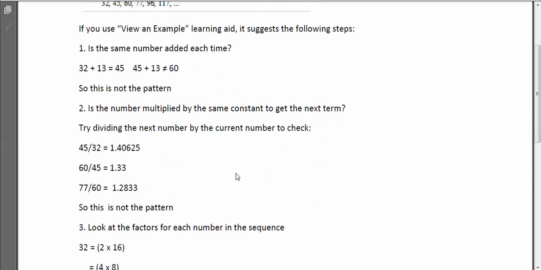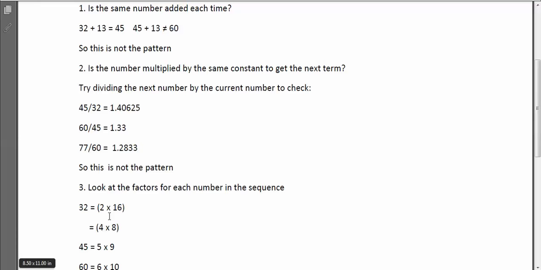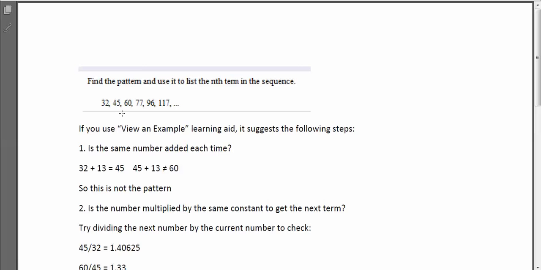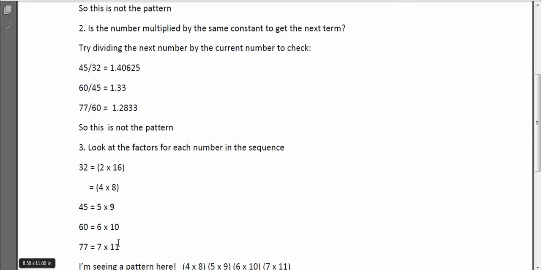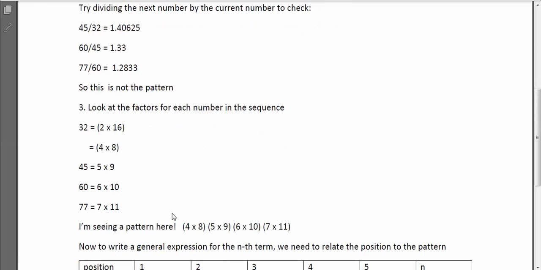So I went ahead and I factored 32, and that can be factored into 2 times 16 or 4 times 8. Now notice 45 only has one set of factors, 5 times 9, so I'm going to have to stay with that one. So let's look at 60. 60 is 6 times 10. 77 is 7 times 11, and I'm starting to see a pattern there. If you notice, 4 times 8, 5 times 9, 6 times 10, 7 times 11. What's happening? Each time the first factor is increasing by 1, and the second factor is increasing by 1.